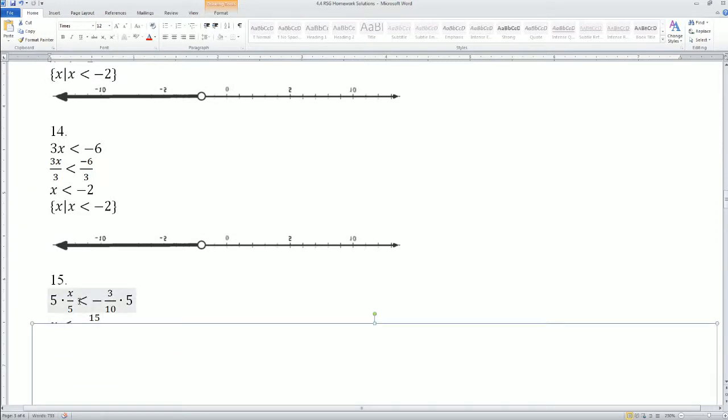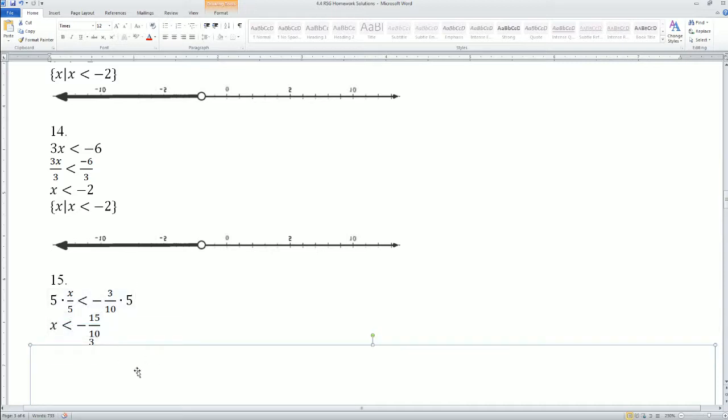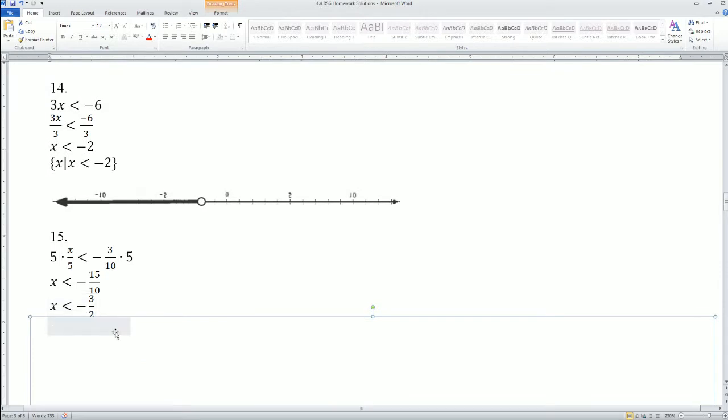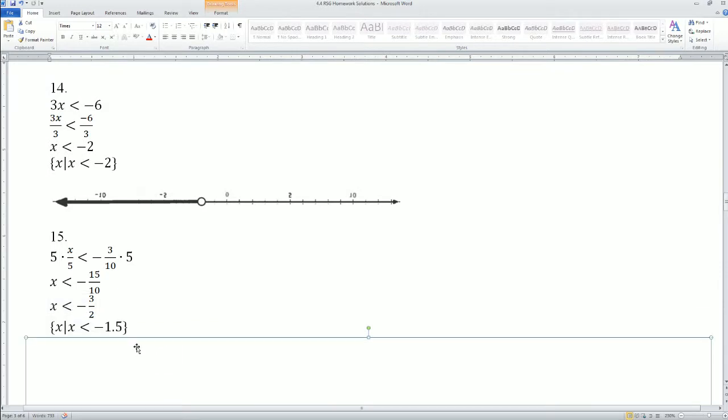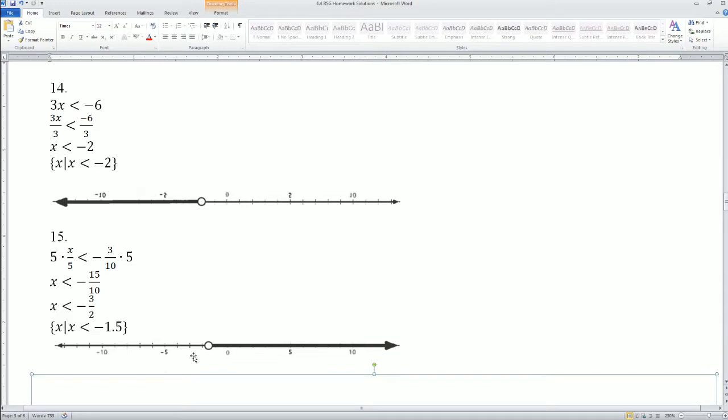15. Alright, you have 5x over 5. Then I multiply both sides by 5. x is less than negative 15 over 10, which simplifies into negative 3 over 2, which in decimal version is negative 1.5. So x is less than negative 1.5, so that is negative 1.5. And it goes to the left.